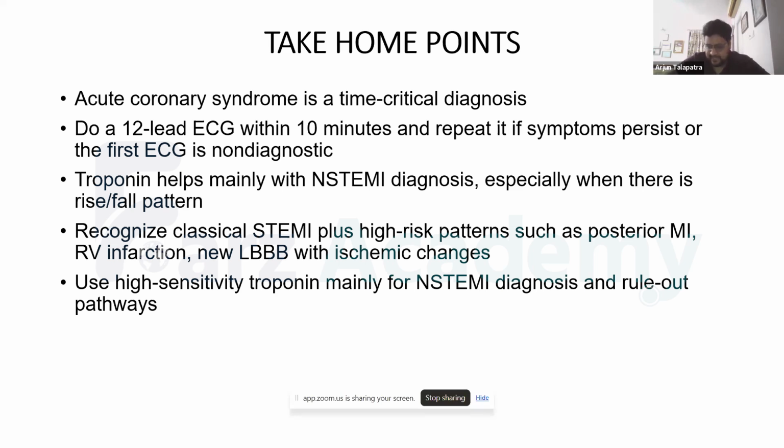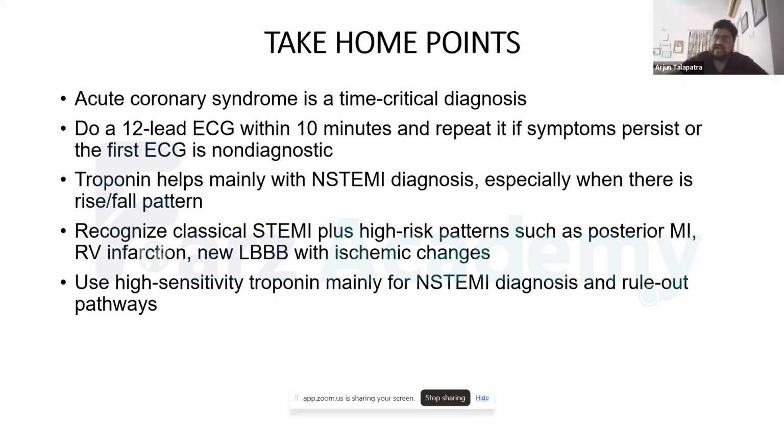So to quickly revise what we went through in the other class, ACS is obviously a time-critical diagnosis. We spoke about the importance of a 12-lead ECG and why it's important to repeat it if the symptoms continue to persist, because the initial ECG might be normal. We spoke about troponin and its importance, how it is more important with NSTEMI, while in STEMI, your ECG and clinical symptoms are good enough to go ahead with the treatment. We spoke about classical ST elevation, what the different parameters are, and how it varies according to age and sex. And we spoke about certain high-risk patterns, such as how you pick up a posterior MI or an RV infarction, new LBBB, and other ischemic changes.